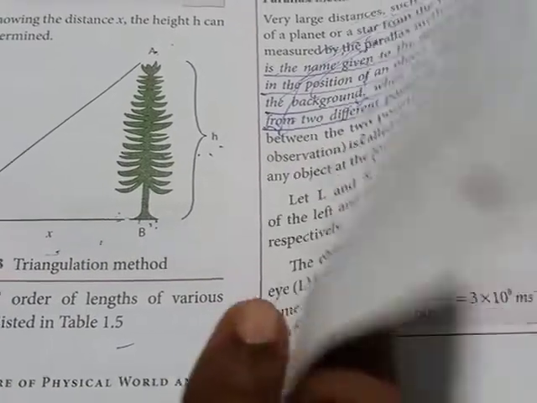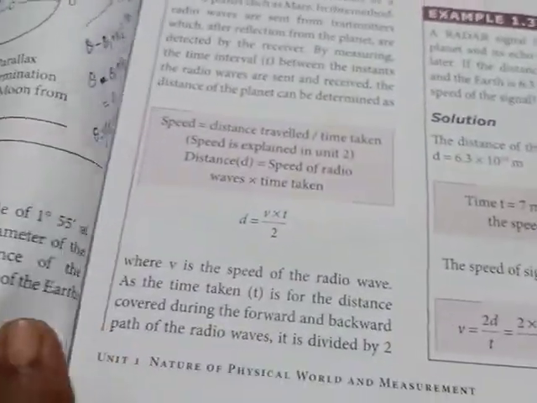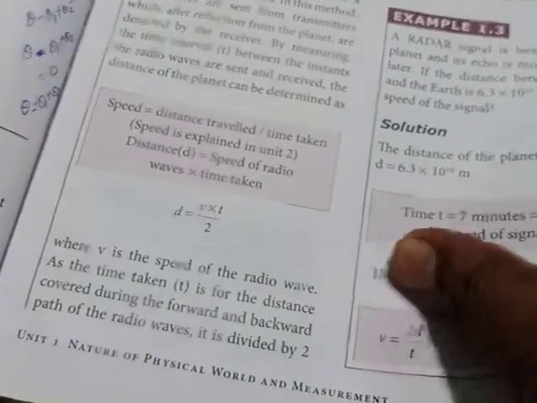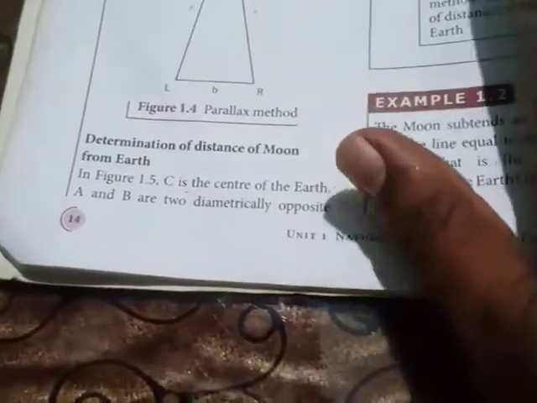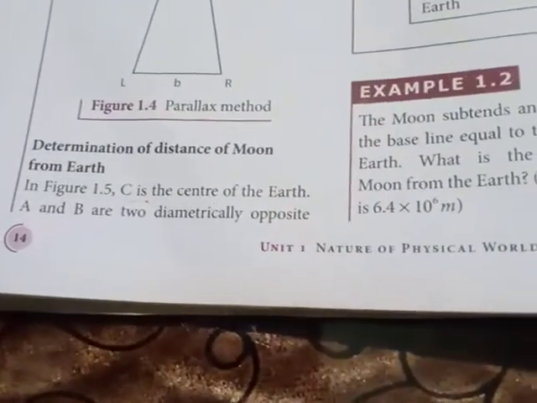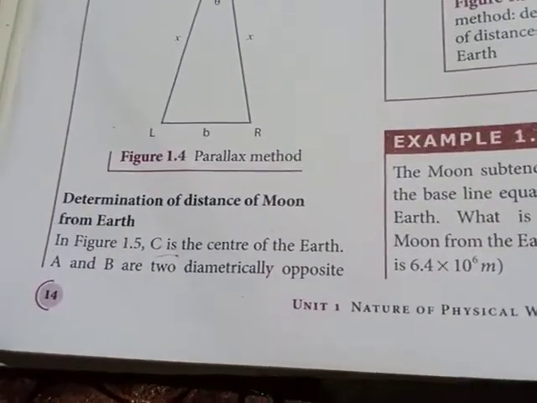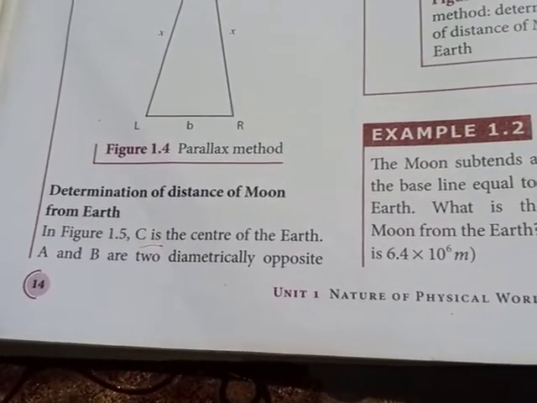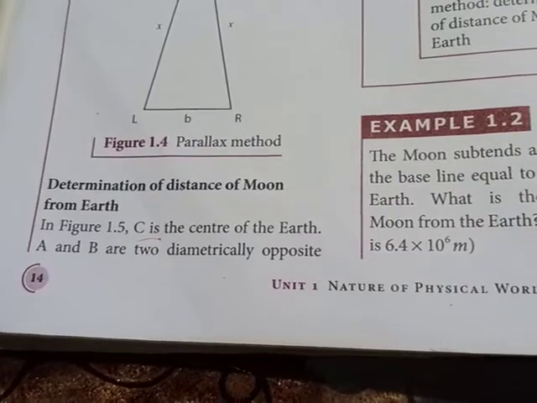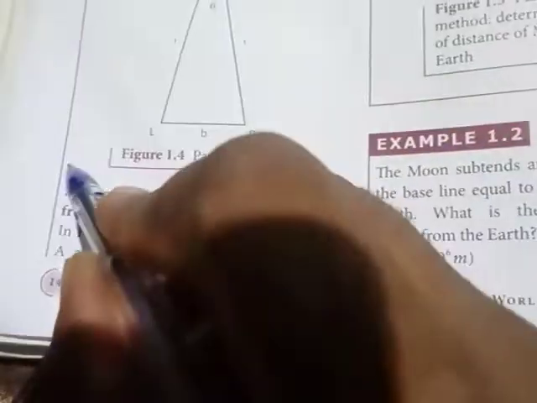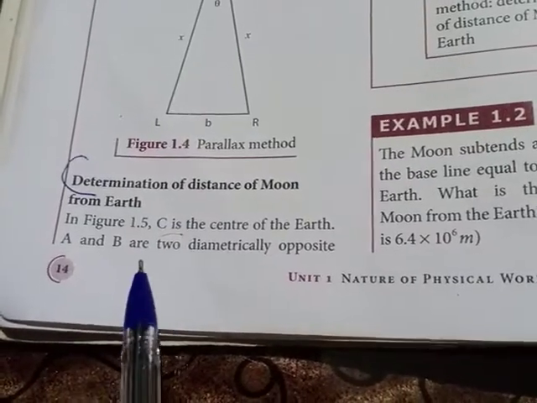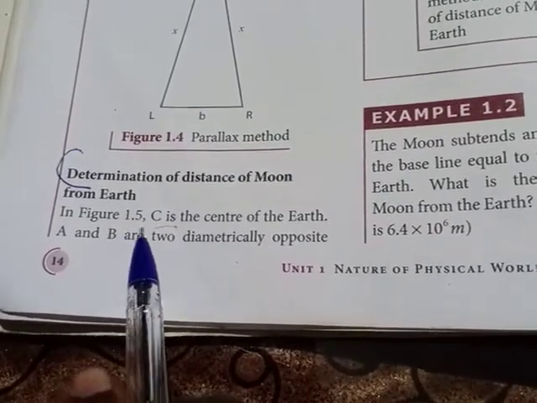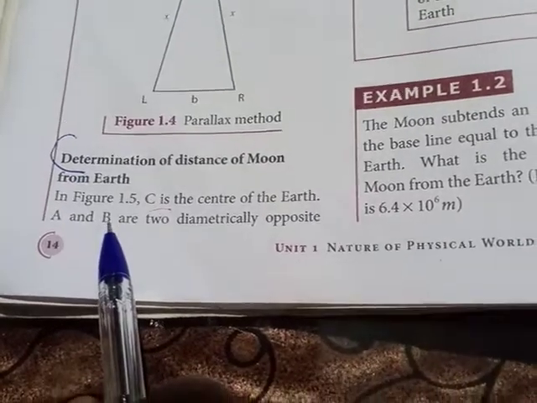Now, by using this parallax, let's see how to determine the distance of the moon from the earth. Here you see, finding the distance of the moon from the earth by the parallax method. This is one of the important 3-mark questions in this unit. You can mark it and study how to determine the distance of the moon from the earth.